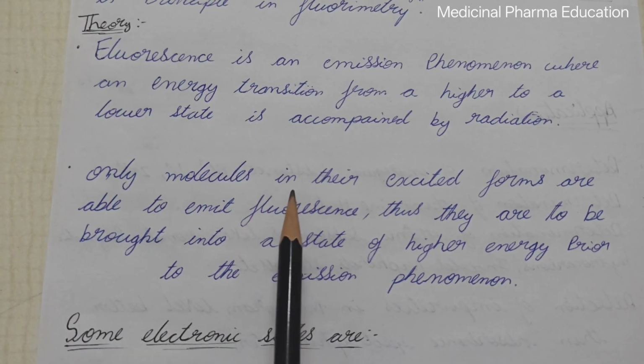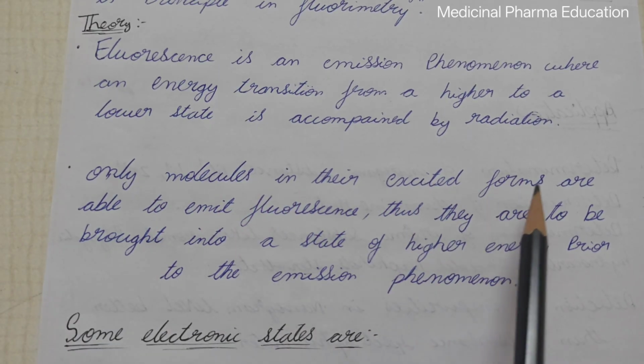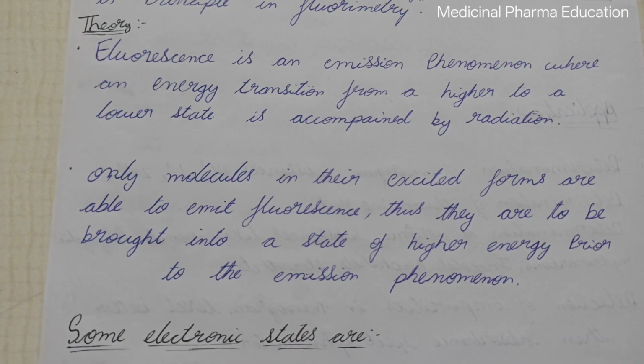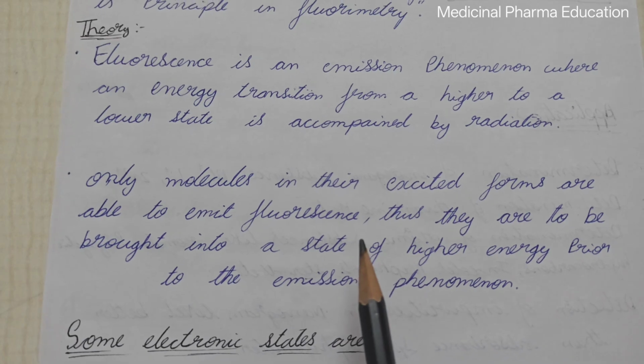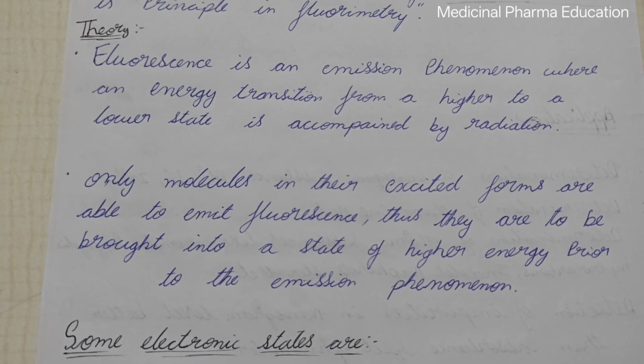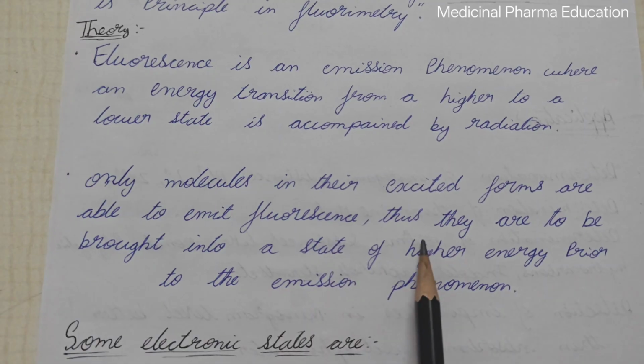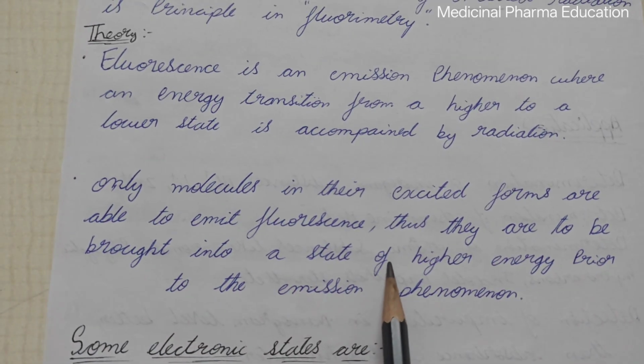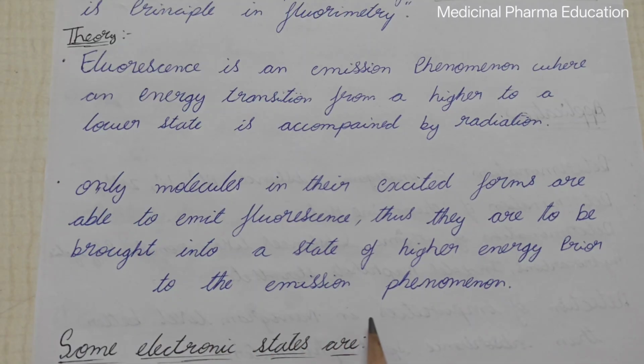Only molecules in their excited forms are able to emit fluorescence. I already said, right? When the molecule absorbs the radiation and moves to the excited state, only those molecules are able to emit the fluorescence. Thus they must be brought to a state of higher energy prior to the emission phenomenon. Before the emission phenomenon, they must be in an excited state.